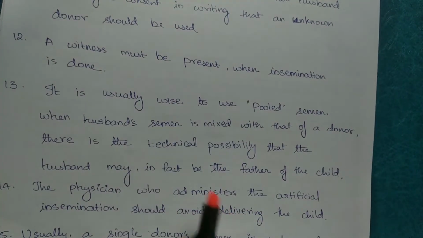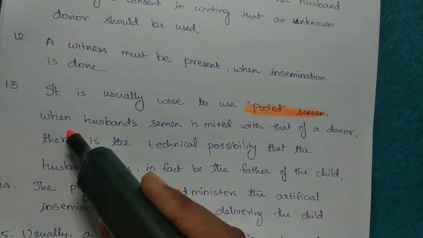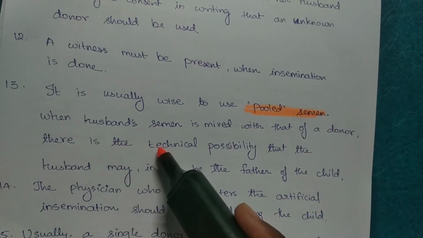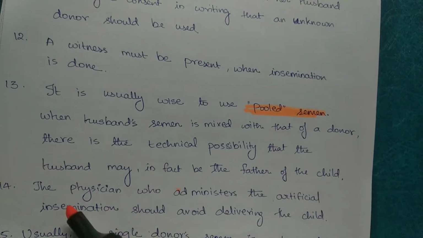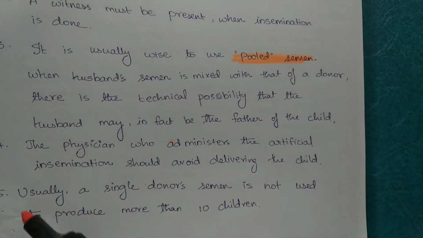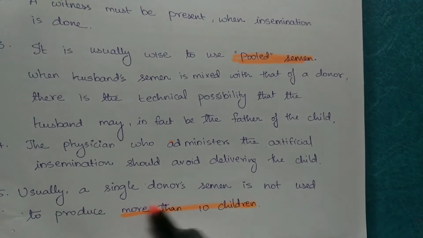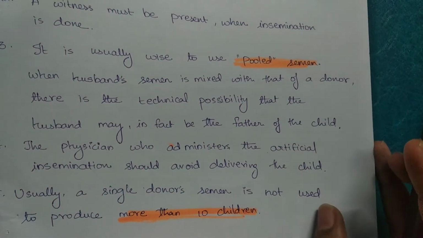The next point is, it is usually wise to use pooled semen. When the husband's semen is mixed with that of the donor, there is the technical possibility that the husband may in fact be the father of the child. The physician who administers the artificial insemination should avoid delivery of the child. Usually, a single donor's semen is not used to produce more than 10 children. So, these are some of the precautions that should be considered before doing artificial insemination.